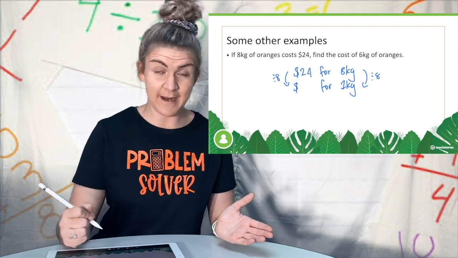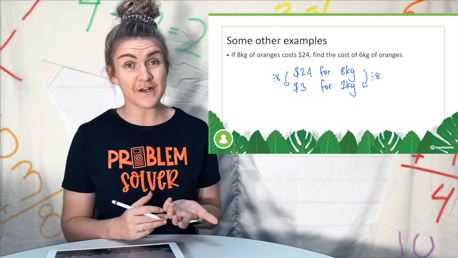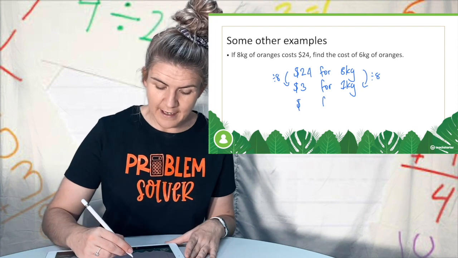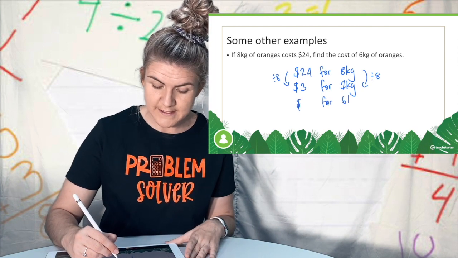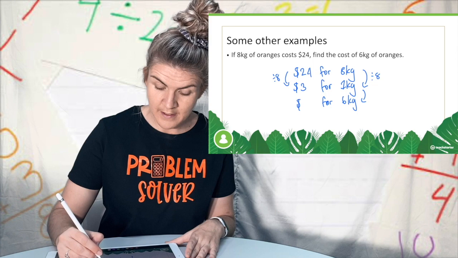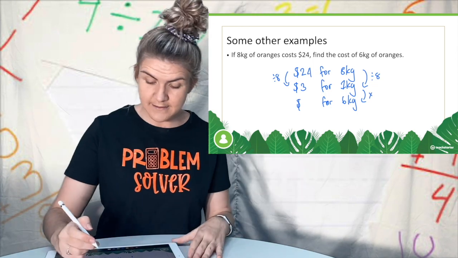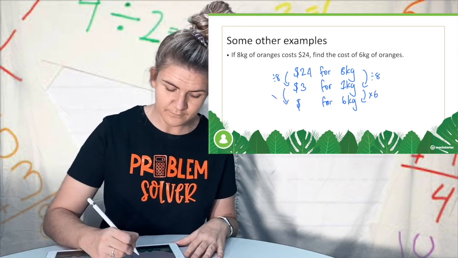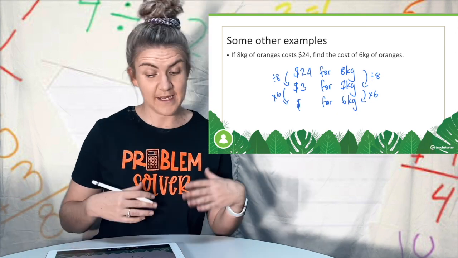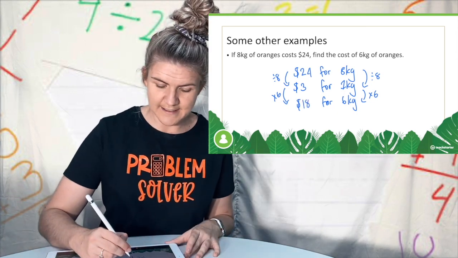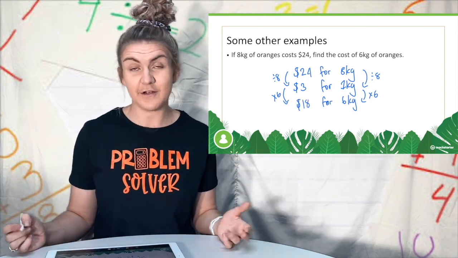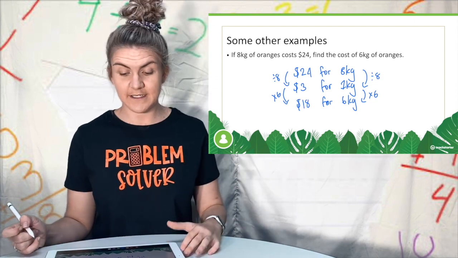And 24 divided by 8 is 3. So it's $3 for every kilo. And now I want to know how much for 6 kilograms. So how to get from 1 to 6? Times by 6. Both sides. And 3 times 6 is 18. So now I know that it costs $18 for 6 kilograms.